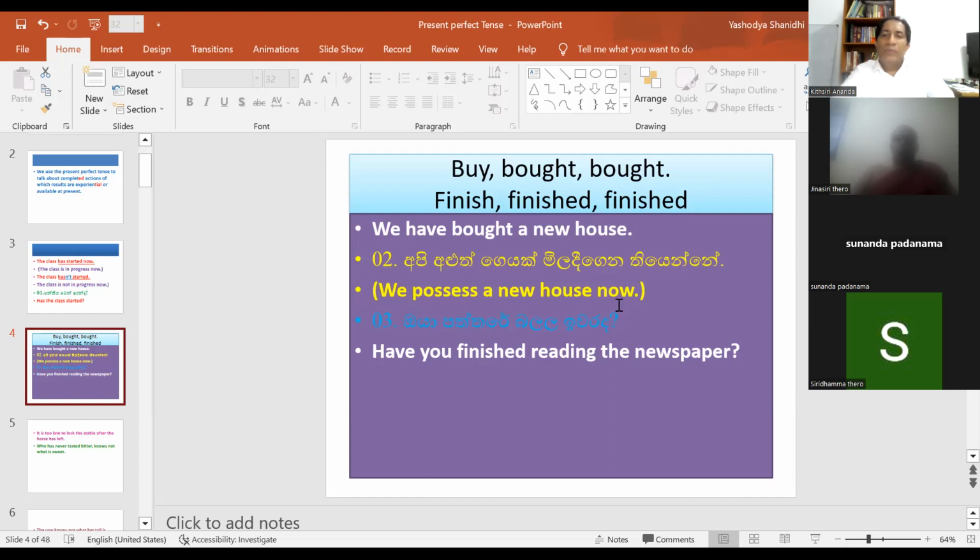And now you are holding a newspaper. I'm interested in reading. I just want to know whether you have finished with it or not. Then I would ask by using the present perfect tense, have you finished reading the newspaper? If you have finished reading, I can have it for reading. Have you finished reading the newspaper?